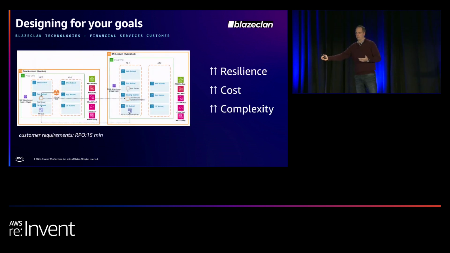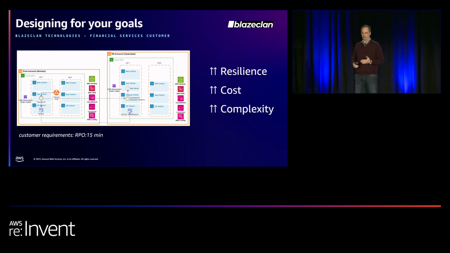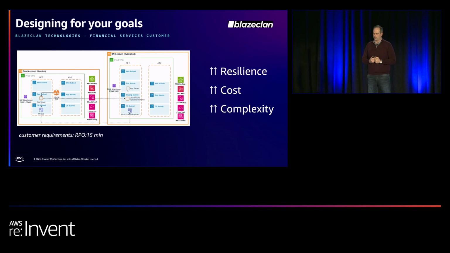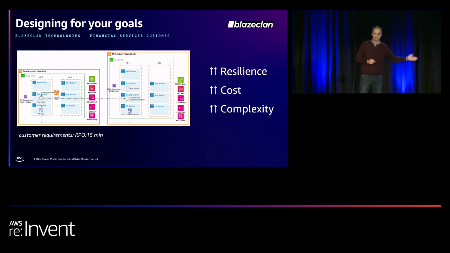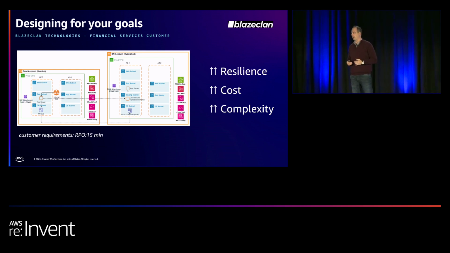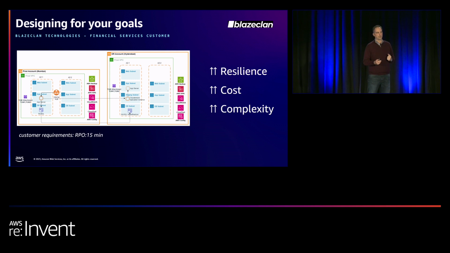Similarly, you can keep going further with this, right? We can talk now about multi-region DR plans, like what BlazeClan built for one of their customers, right? In this case, this is significantly more. This is now taking into account what happens if a region goes down, and how do we recover from that? How do we minimize data loss in those cases?